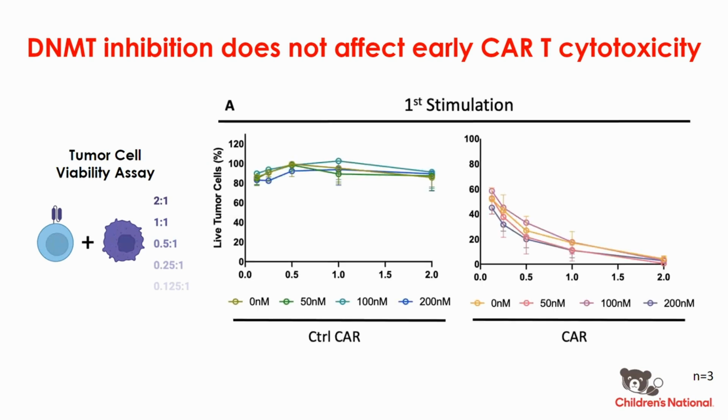Here we can see that when we co-culture these together, our control CARs, as expected, don't cause any cytotoxicity. But with our B7H3 CARs, at higher concentrations, we're seeing more tumor cell death, and it tapers off as we go into our lower concentrations. This is our first stimulation, so the very first time our CAR T cells are interacting with tumor cells. So this is a nice dose-dependent curve that we expect to see.